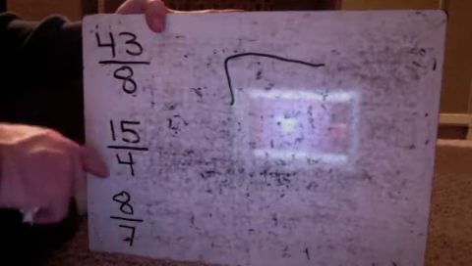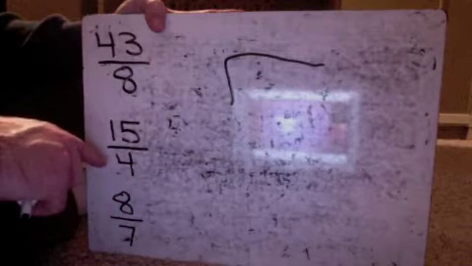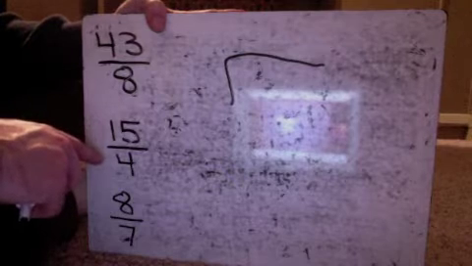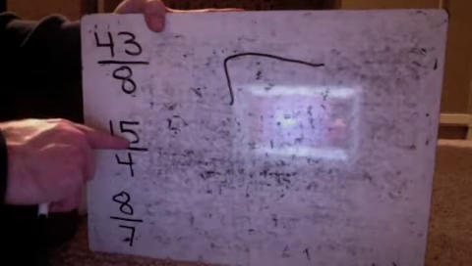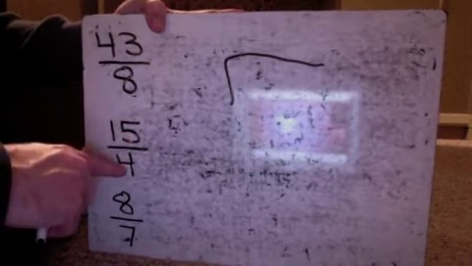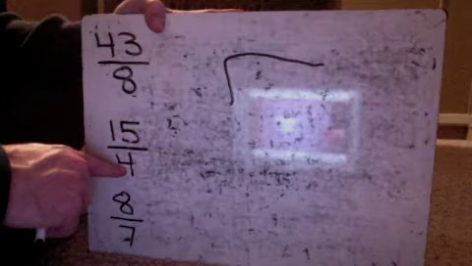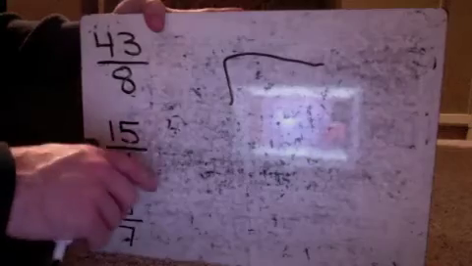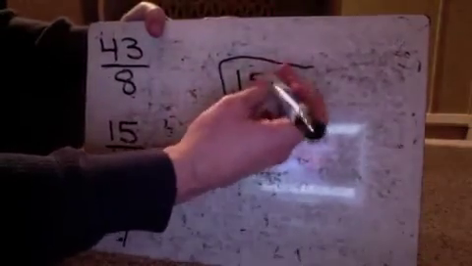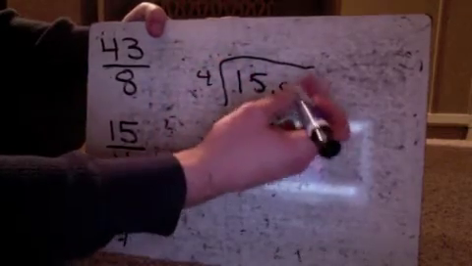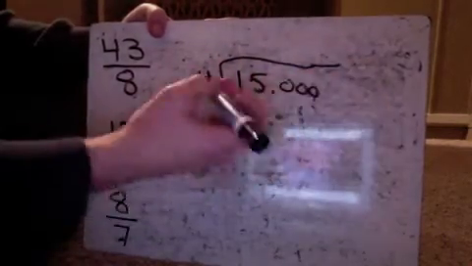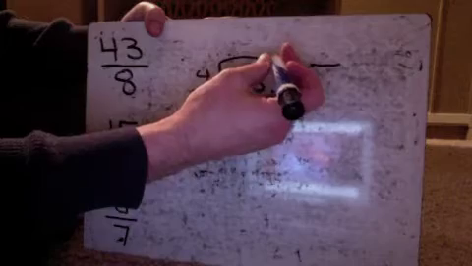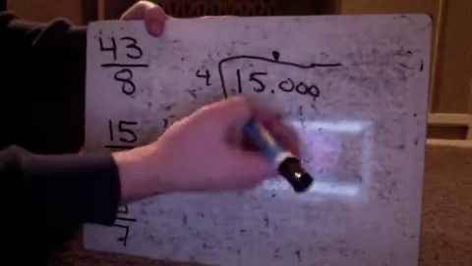So I know this has to be more than 300%, but it's going to be less than 400%, because if this was a 16, 16 fourths is the same thing as 4 wholes, which is 400%. So my answer is going to be between 300 and 400%. But let's check it out. So my 15 goes here, my 4 goes here, 4 goes into 15. I can just bring that right up to start with.